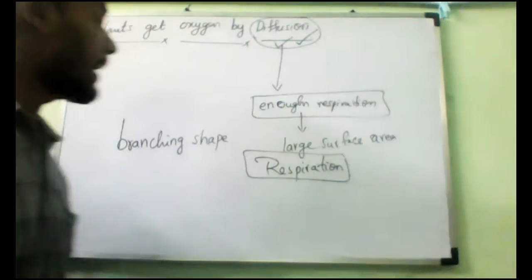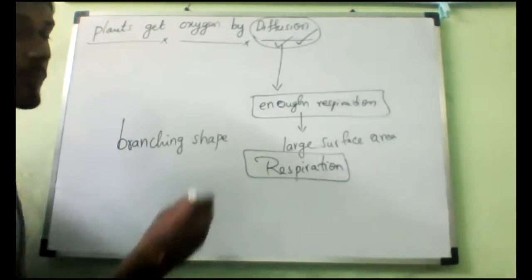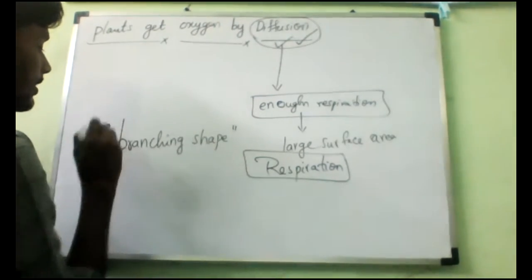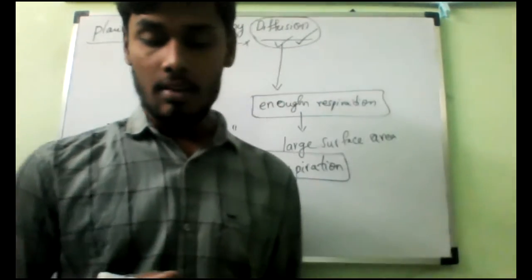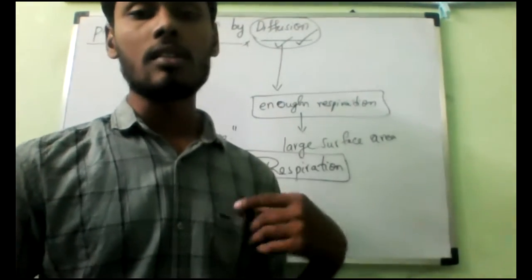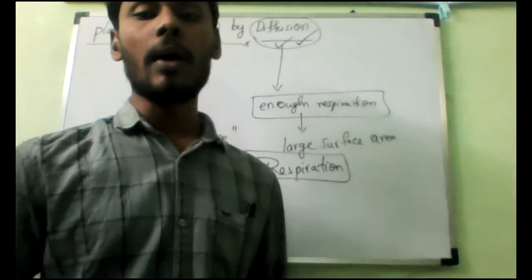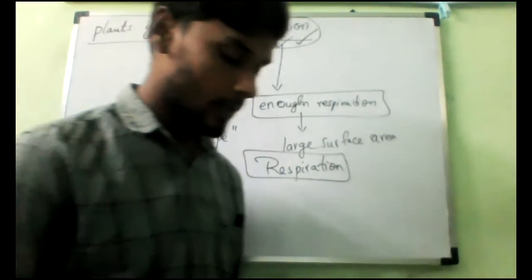Plants have a branching shape, so they have quite a large surface area in comparison to their volume.